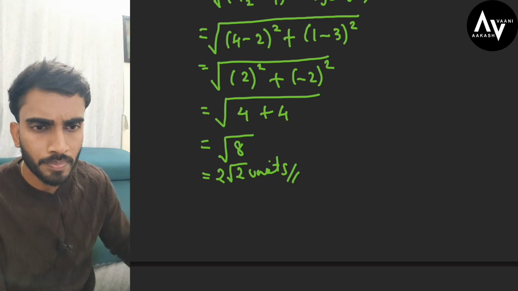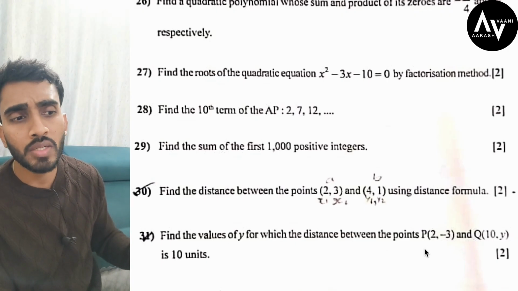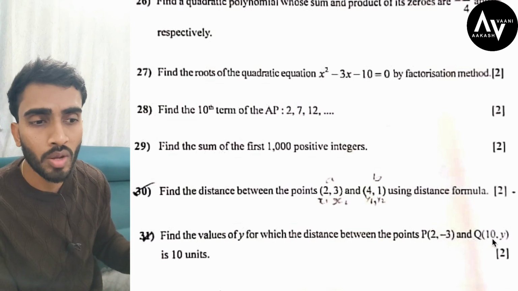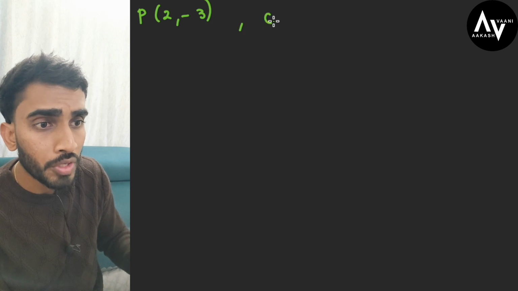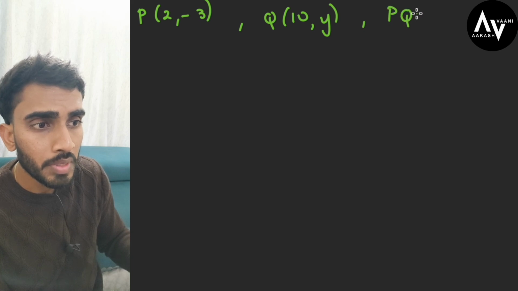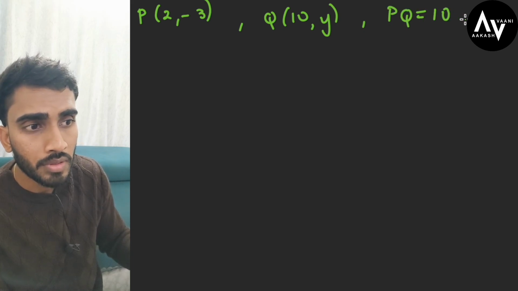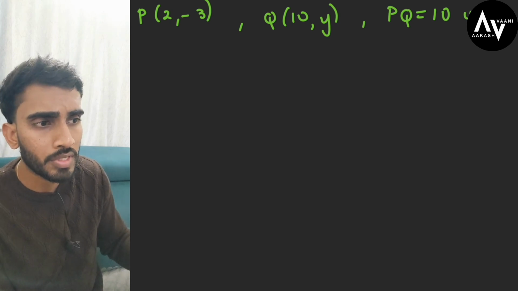Find the values of y for which the distance between the points P(2, minus 3) and Q(10, y) is 10 units. So here we are given the coordinate of P as (2, minus 3) and the coordinate of Q as (10, y), and it is given that the distance between P and Q, PQ, is 10 units. We have to find out the value of y, which is the question mark.